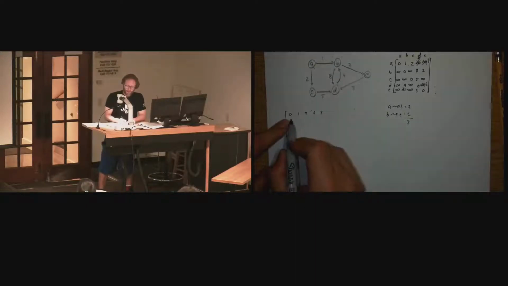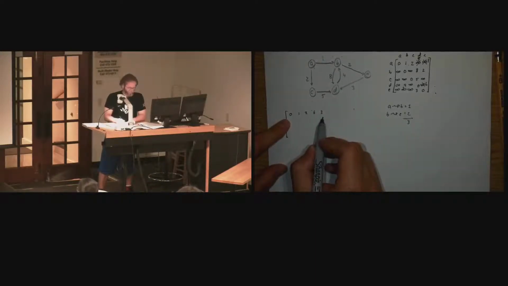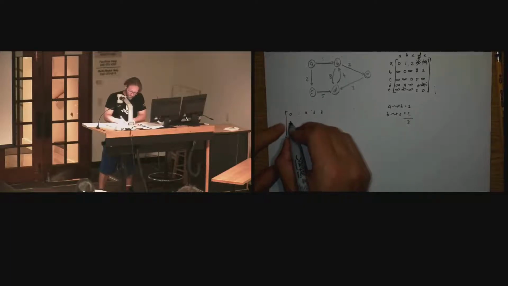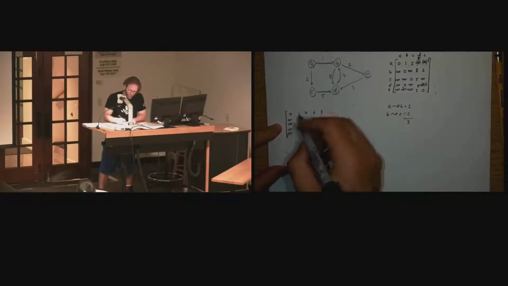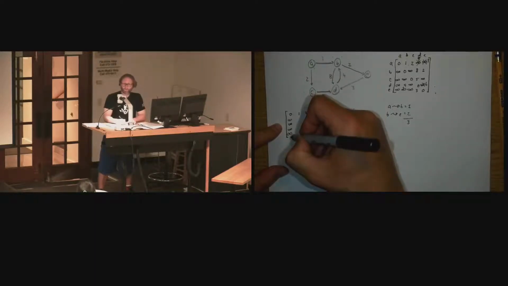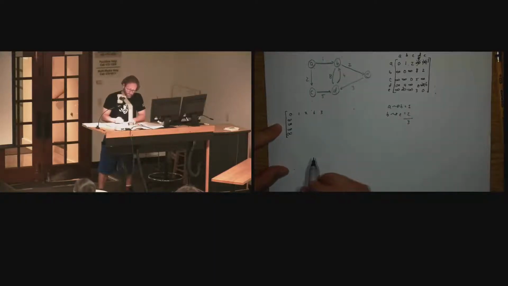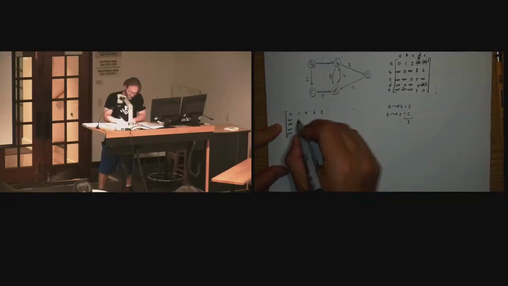From A, I can get to anything else. Then infinite, infinite, infinite, infinite. What's the interpretation on this column? Can I get to A from anywhere? Nope, because it's a source. So 0, 9, 4, 7.